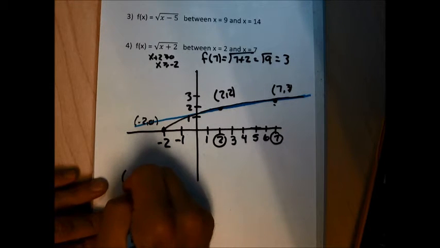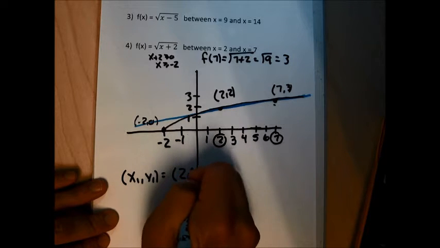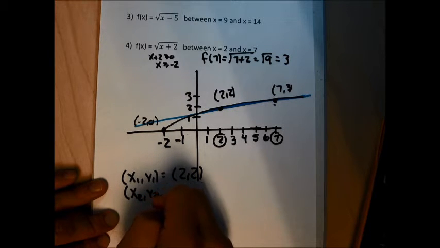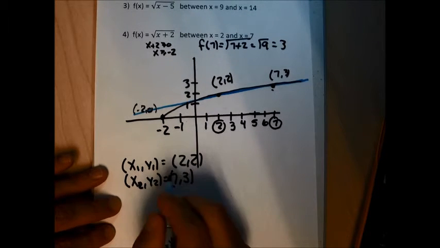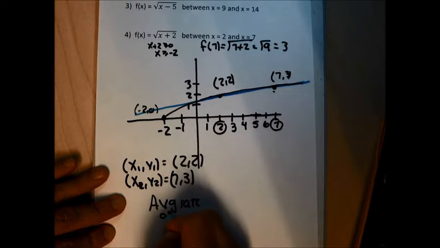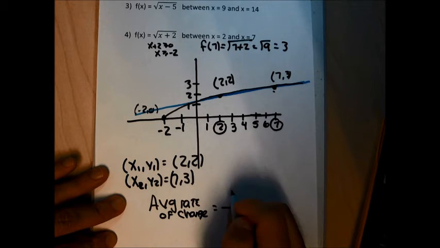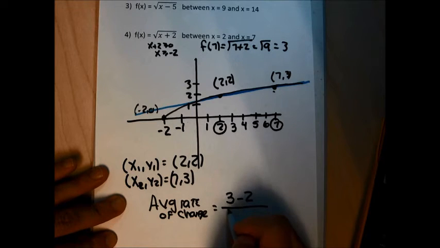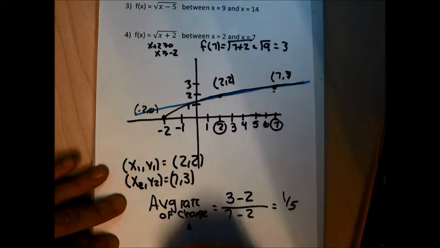I need 2 points. I'm going to call the point x1, y1, the first point I found, which is the point 2, 2, and x2, y2, the second point I found, which is 7, 3, and then the average rate of change is going to equal y2, which is 3, minus y1, which is 2, over x2, which is 7, minus x1, which is 2. That's 1/5. And that's the slope of that line.